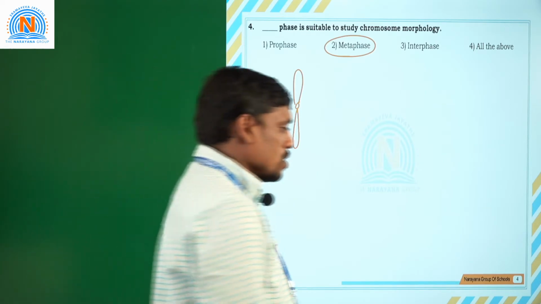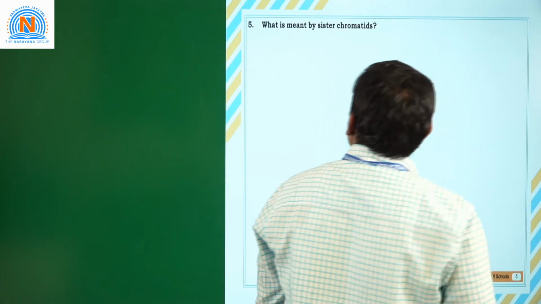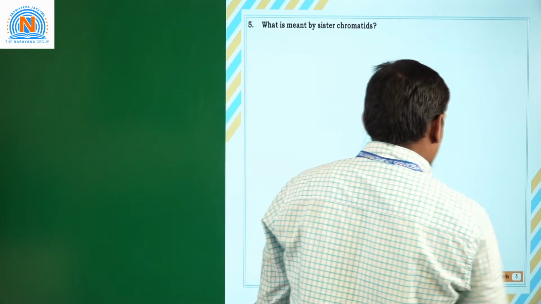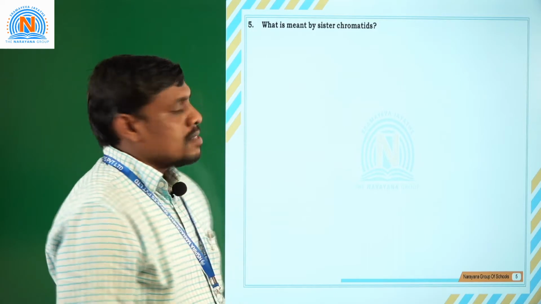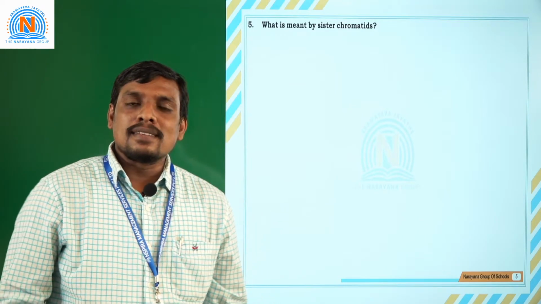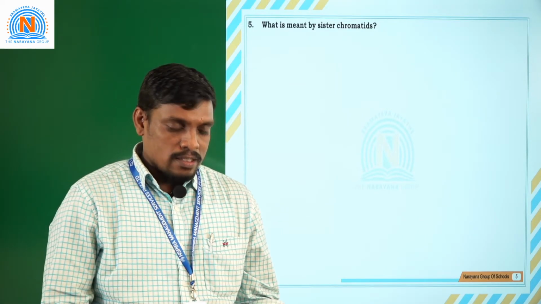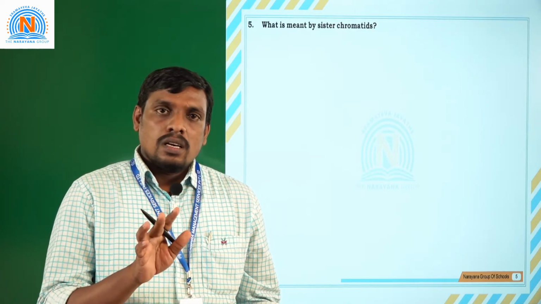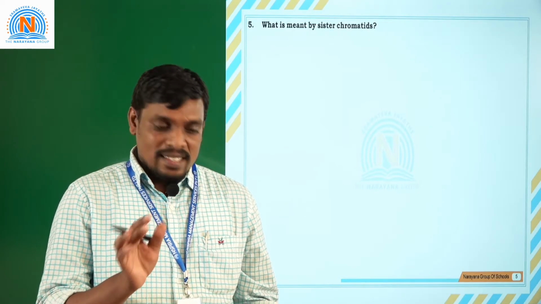Moving on to the next question. Let us see the next question, students. Fifth question. What is meant by sister chromatids? What do you mean by sisters? Twin sisters. Monozygotic, dizygotic, twin sisters.